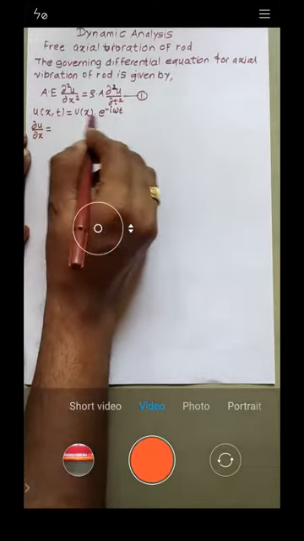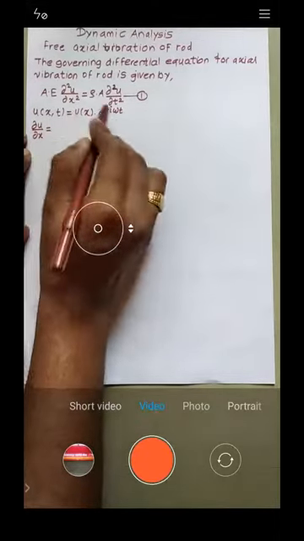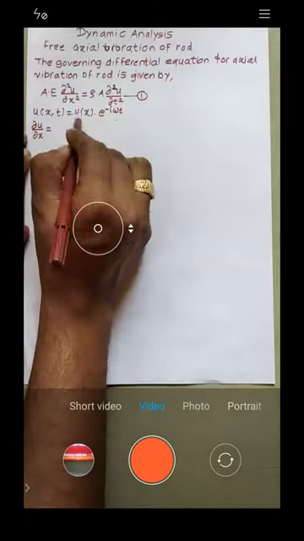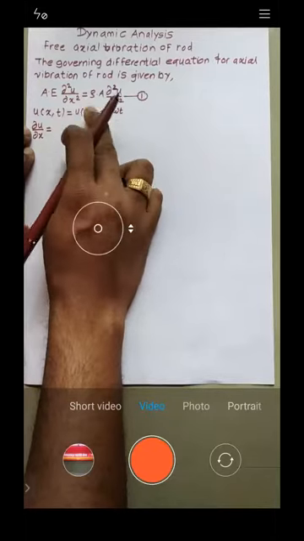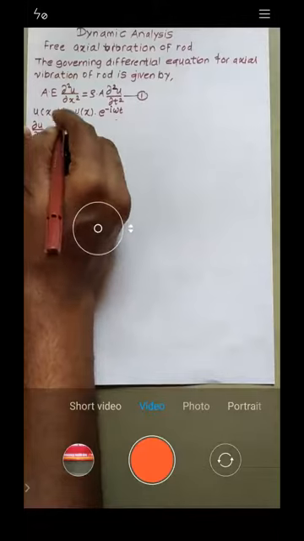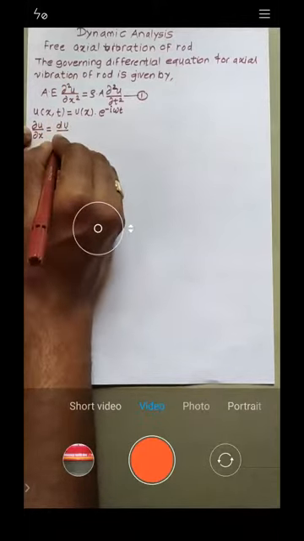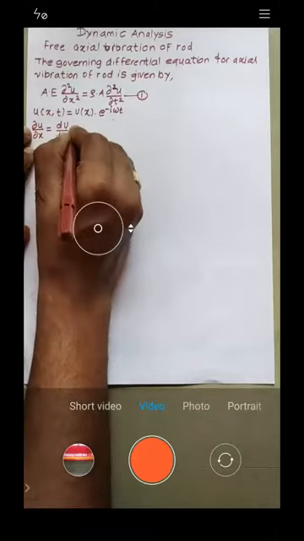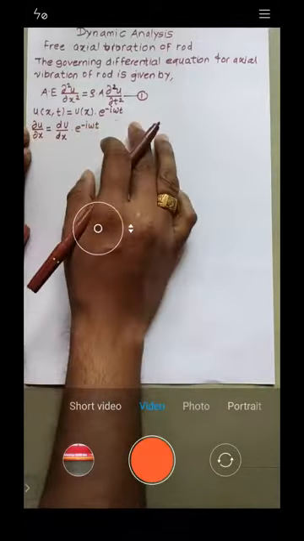Now differentiate this u term partially with respect to x. This term is only a function of x, so I will differentiate only this term. I will write this as du by dx into e raised to power minus i omega t.